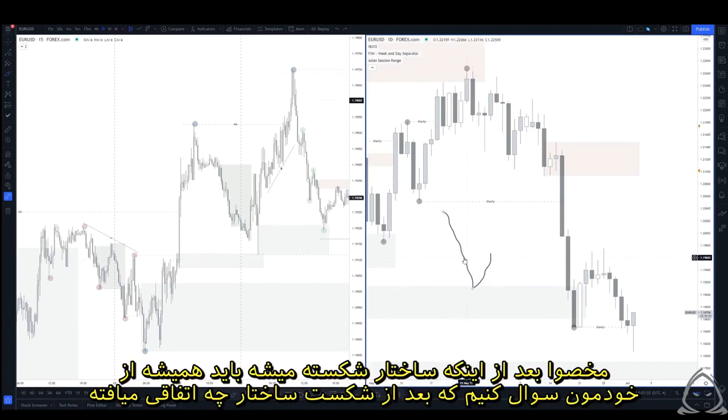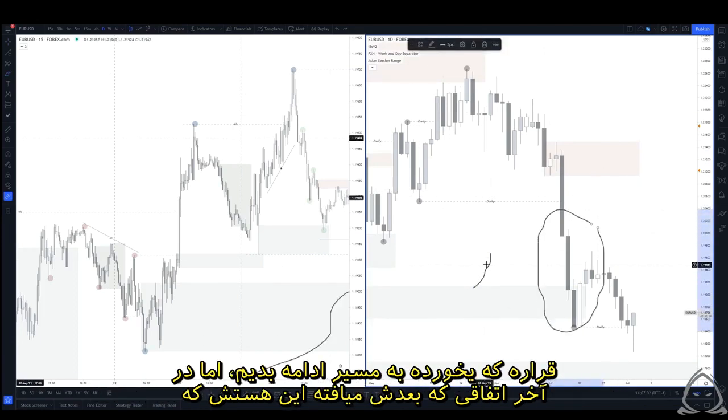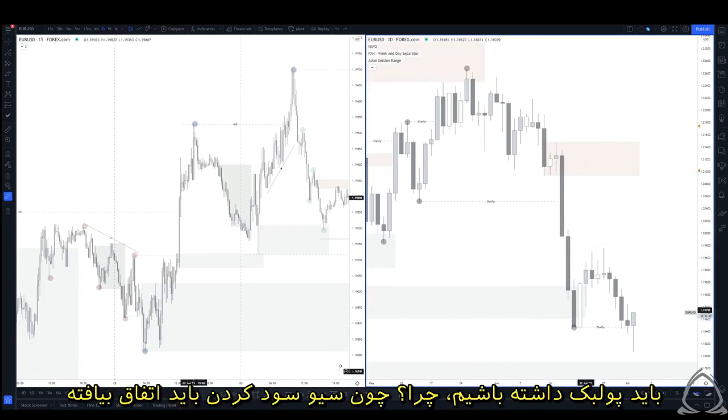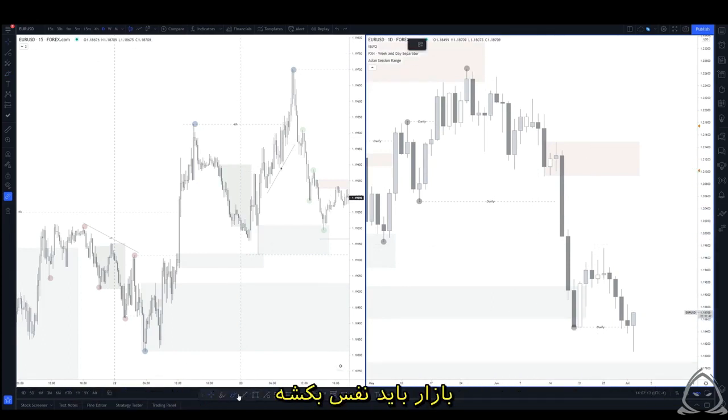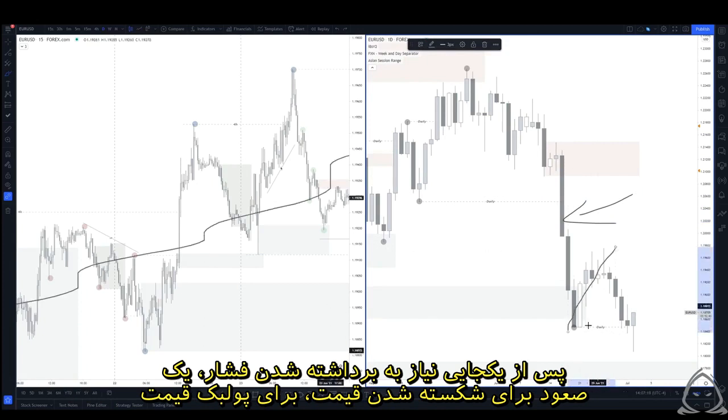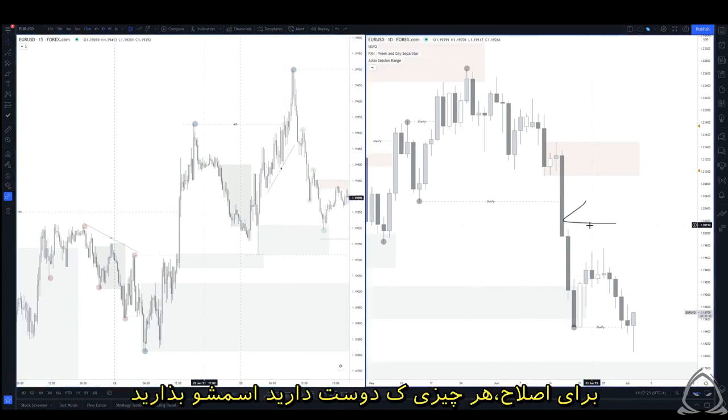A question we always should ask ourselves: what happens after we break structure? We will continue running for a while, but ultimately what's going to happen after that? We need to pull back. Why? Profit taking needs to happen. The market needs to breathe. It's been over-injected with selling pressure in this case. So at some point we need to start to see a relief rally for price to correct, price to pull back, price to retrace, whatever way you would like to describe it.